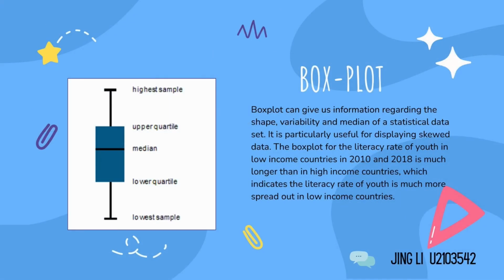So this slide is actually about the box plot. A box plot is a standardized way of displaying the distribution of data based on a 5-number summary, which is the highest sample, meaning the maximum value, and then the upper quartile, median, lower quartile, and also the lowest sample, which is the minimum value. A box plot can give us information regarding the shape, variability, and median of a statistical data set. It's particularly useful for displaying skewed data, and it can sometimes provide us with information on outliers too. In this case, the box plot for the literacy rates of youth in low-income countries in 2010 and 2018 is much longer than in high-income countries, which indicates the literacy rates of youth are much more spread out in low-income countries.